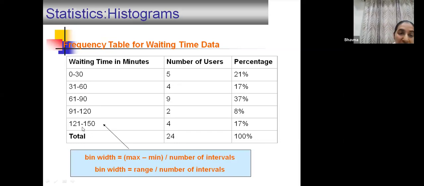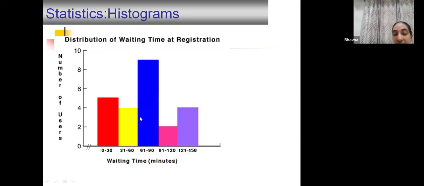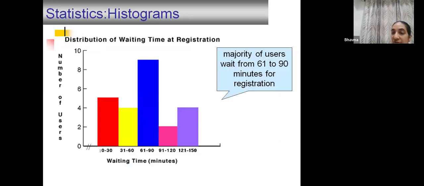So here it is. You can see here all 30-minute intervals, and we divide the data from 0 to 150, in 30-minute intervals, and 5 intervals are used here. See, this is what you get. This is the distribution. This is the title of your graph, okay? Distribution of waiting time at registration. This is 0, 10 to 30 minutes, 31 to 60, 61 to 90, 91 to 120, and 121 to 150, okay? So the majority of users had to wait from 1 hour to 1.5 hours for registration in a cardiology OPD, okay?